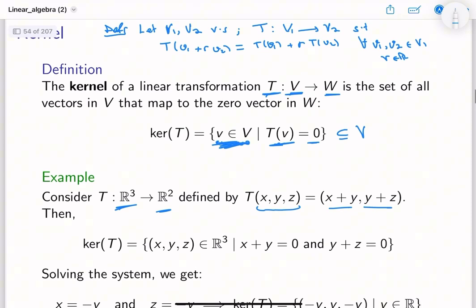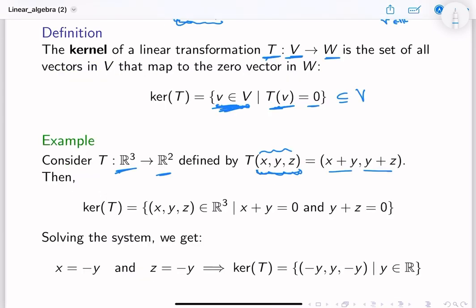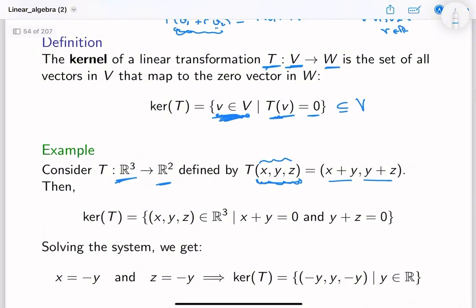But as you see, if you plug such a thing in place of this, where v1 is also a tuple of size 3 and v2 is also a tuple of size 3 and r is a real number, it's going to be clear from the element-wise defined addition and scalar multiplication that this is actually a linear transformation. Now let's see, what is the kernel of this linear transformation?